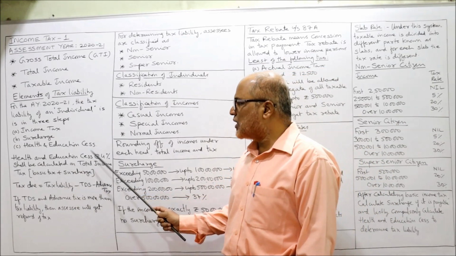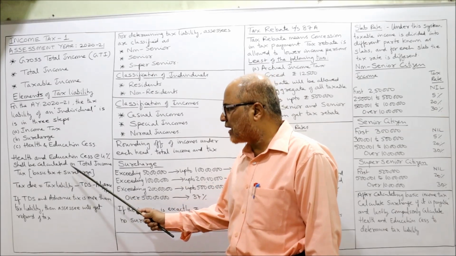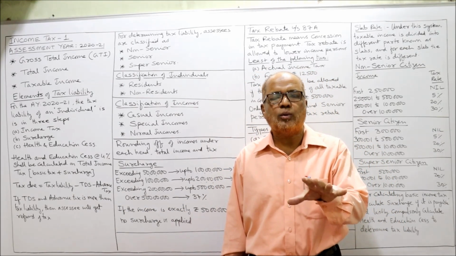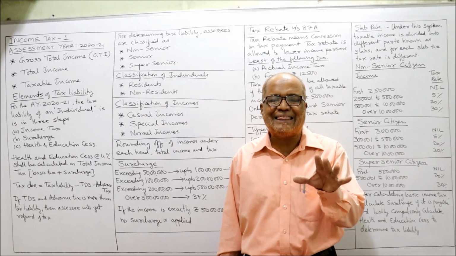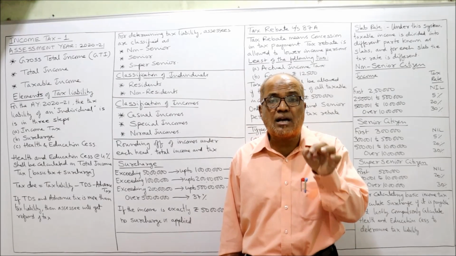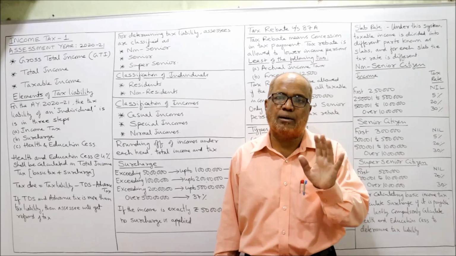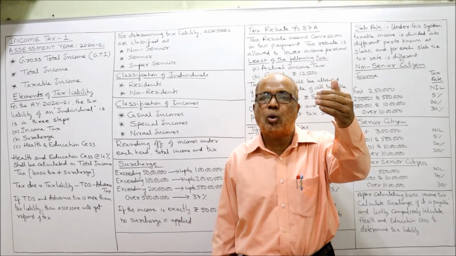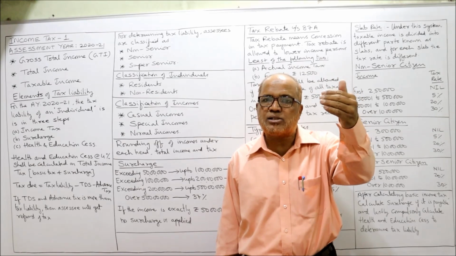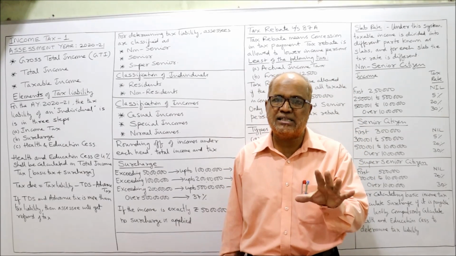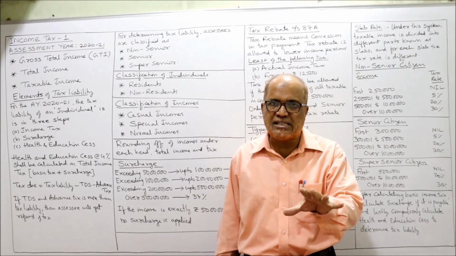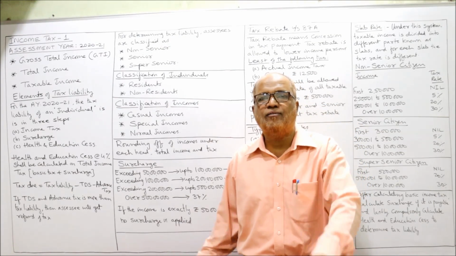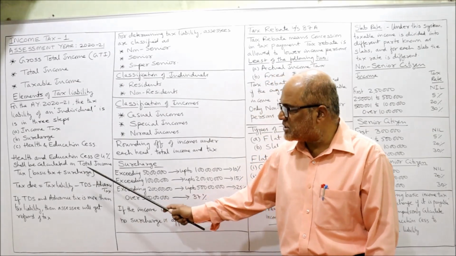Health and education cess at the rate of 4% shall be calculated on the total income tax. That means for the current assessment year 2021, the rate of health and education cess is 4%. It is compulsory to be added to income tax. So on what do we have to calculate 4%? On the total of basic income tax plus surcharge, if there is any. If there is any surcharge, add the surcharge, then on the resulting total we add 4% health and education cess.